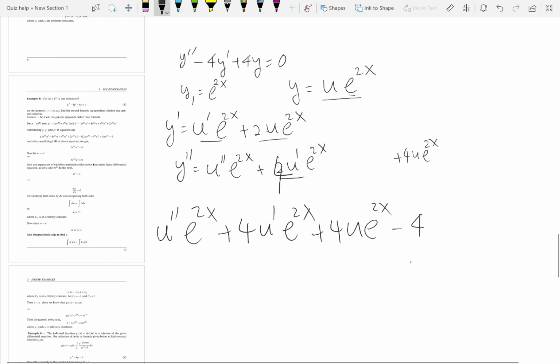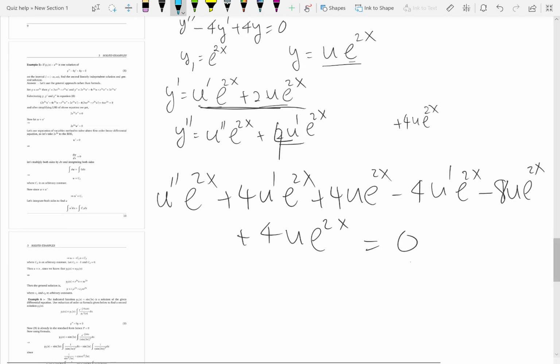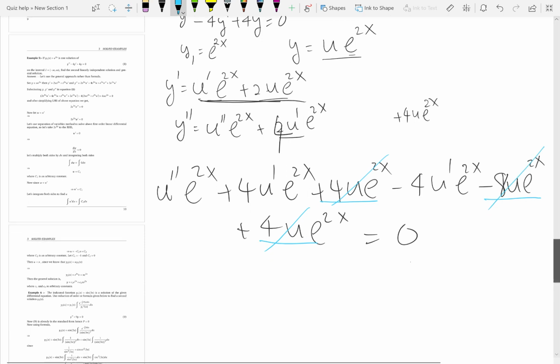Minus 4 times y prime is this term: u prime e to the 2x minus 8u e to the 2x when you distribute negative 4 here, plus 4 times y is 4u e to the 2x, equal to 0. So let's see whether we get u cancelled out or not, otherwise I have made a mistake. Negative 8u, plus 4u, plus 4u, 8u minus 8u is gone, right? It should happen definitely.